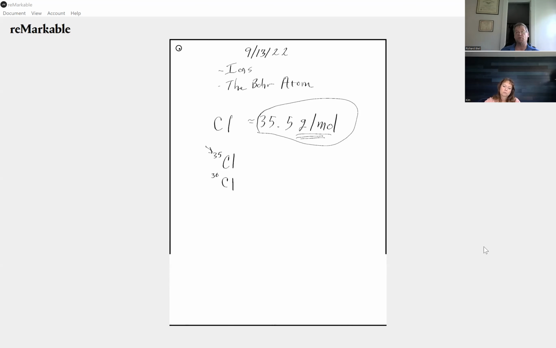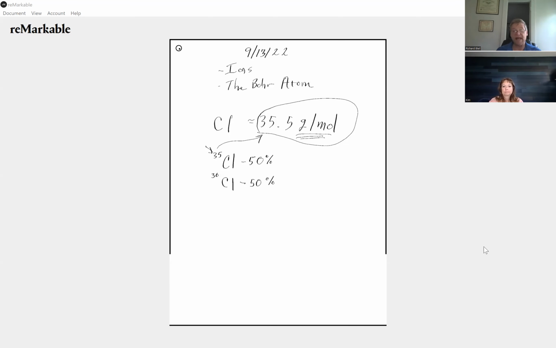So this is the isotope. The isotopes are called chlorine 35 and chlorine 36. And they occur in roughly 50-50 ratio. Actually you get slightly more chlorine 35, which is why it's slightly less than 35.5. But it's about 50-50. So you take the average of 35 and 36 and you get 35.5. All right. So that's why.